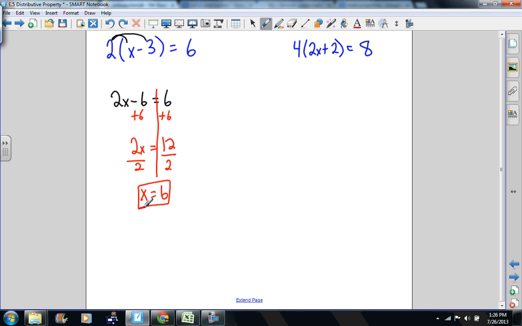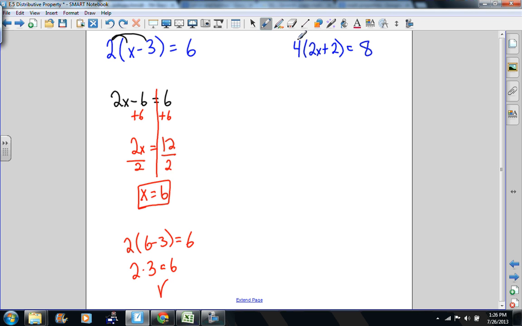And then we can check our answer just by plugging it back into that original. So 2 times 6 minus 3 is equal to 6. But to check it, because there's parentheses here, we have to do this first. So we get 2 times 3 is equal to 6, and that is true.